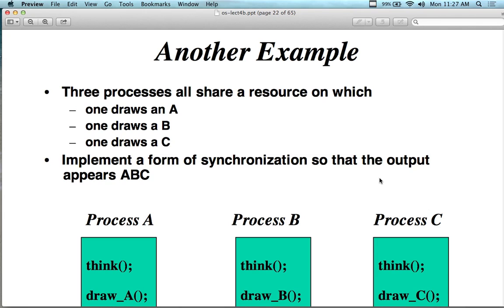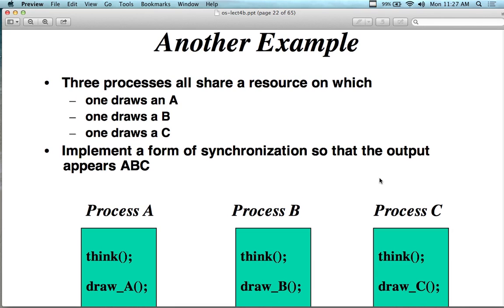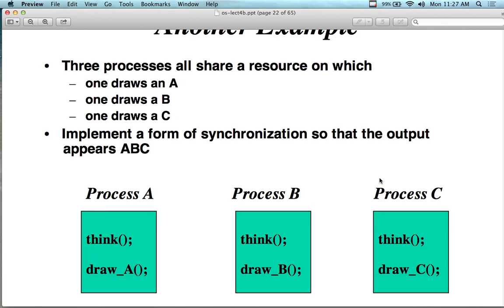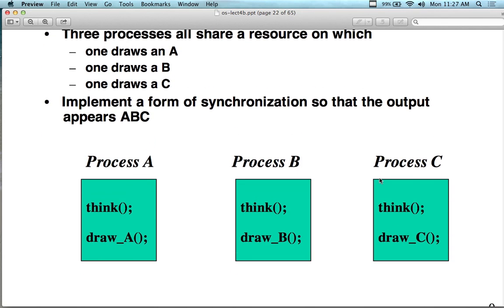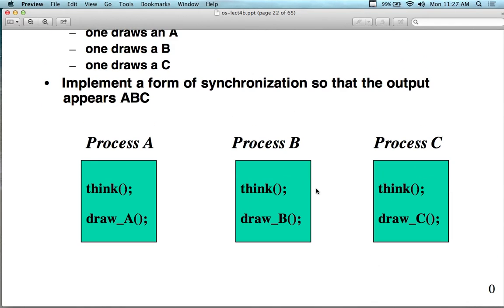Here's another example where we have 3 processes that are all sharing a resource. And now one draws an A, one draws a B, and one draws a C. And we implement a form of synchronization so that the output appears as A, B, and C. So process A runs, process B runs, process C runs. And then they signal to each other. For people who are familiar with track, it's kind of like a relay. You know, one person runs and they pass a baton to another one. It's probably not called relay, but I don't know. They pass the baton, which is what you're doing with the mutexes.